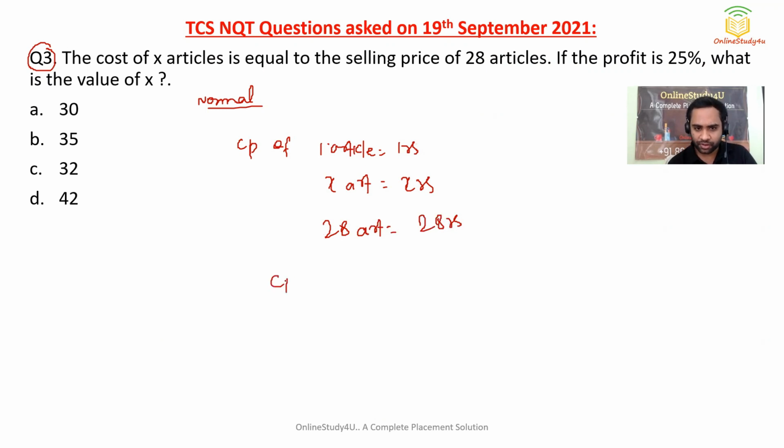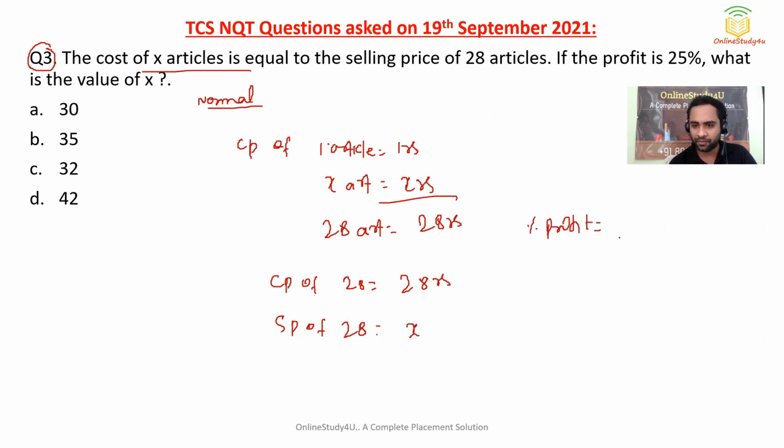Now, the cost price of 28 articles is 28 rupees, and the selling price of 28 articles is equal to the cost price of X articles. So the cost price of X articles is X rupees. Now, percentage of profit will be equal to (SP minus CP) divided by CP into 100. Percentage of profit is 25, SP is X, CP is 28, so 25 equals (X minus 28) divided by 28, into 100.